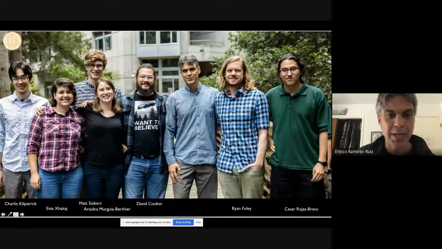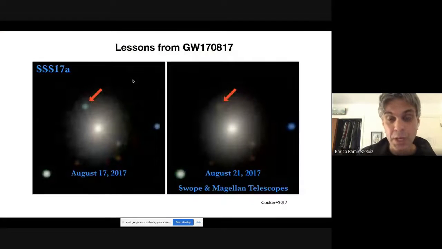Most of you know Ariadna. This is Ryan Foley, and you can clearly see that I'm the oldest of the group. And we were incredibly lucky to be the first ones that detected this radiation. It was really thanks to David Coulter's algorithm development in how we sorted the galaxies that we were looking at. So we got lucky. We were the first team to see the light.